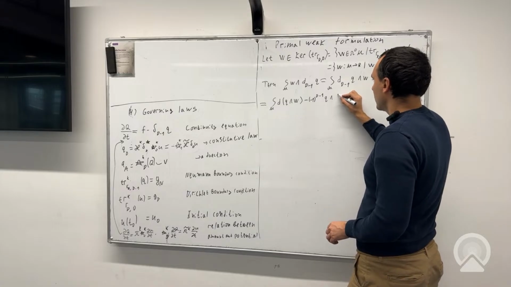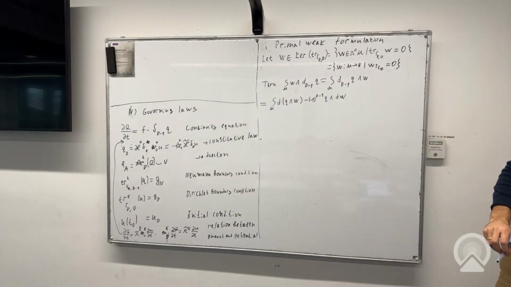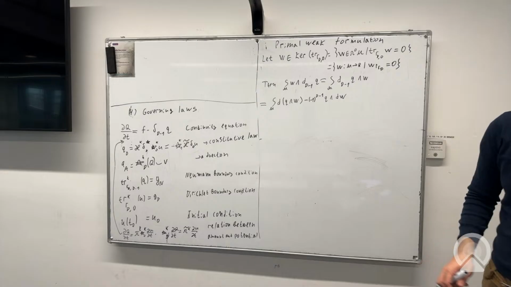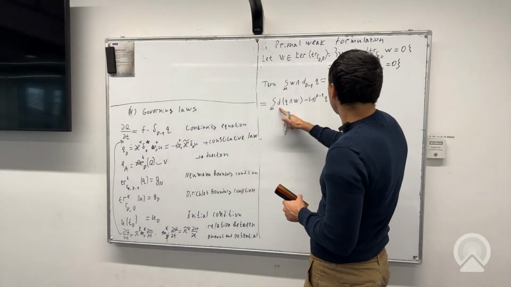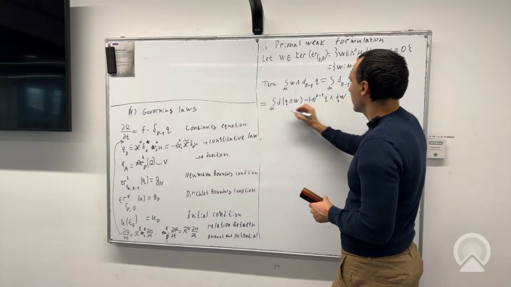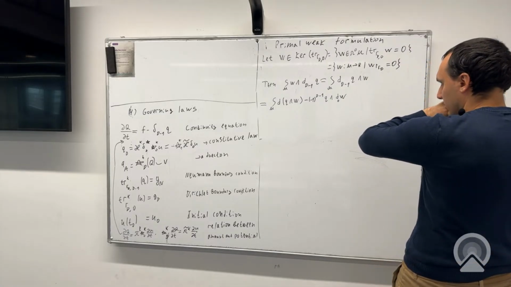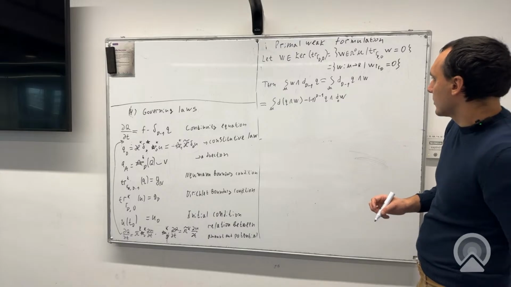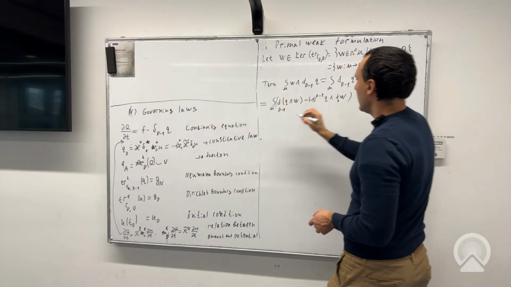Q wedge dW. Something is off here. The first differential is d minus 1, and the second is d0. Yeah, but I shouldn't have this thing here. Okay, it's fine. We will fix this.